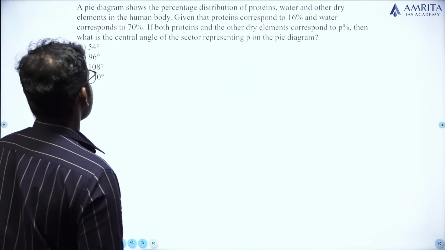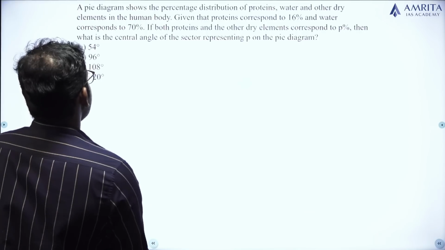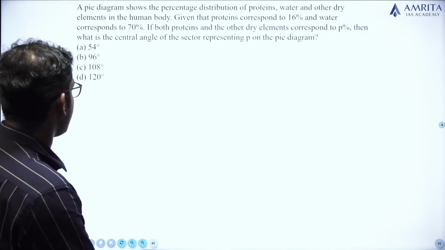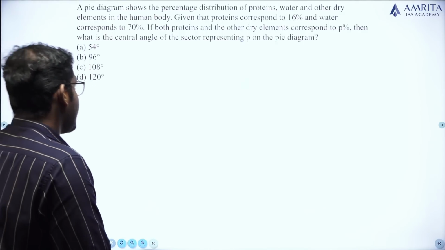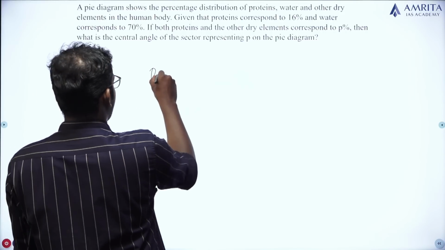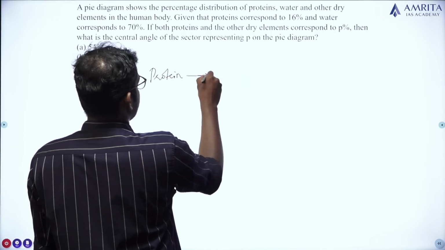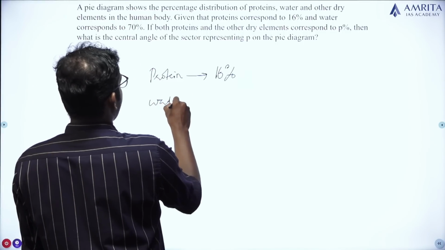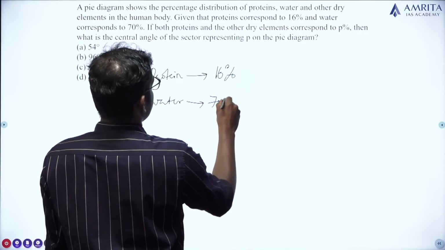Clear? A pie diagram shows the percentage distribution of proteins, water and other dry elements in the human body. Given that protein corresponds to 16%, and water corresponds to 70%.